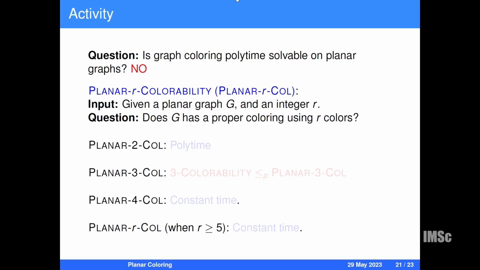Now, how many of you have heard about bipartite graphs? What's the specialty of bipartite graphs? 2 colorable, right? A graph is bipartite if and only if it's 2 colorable. We all agree? So isn't it sufficient to check if the input graph is bipartite? It's a planar graph, correct, but if we can check if it is bipartite, then we are done. It's 2 colorable.